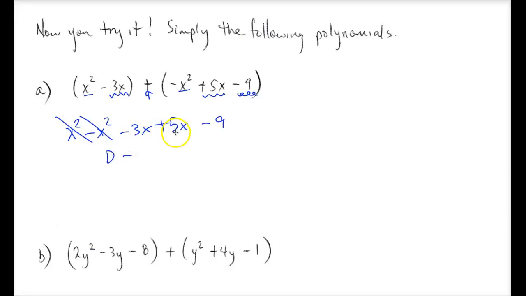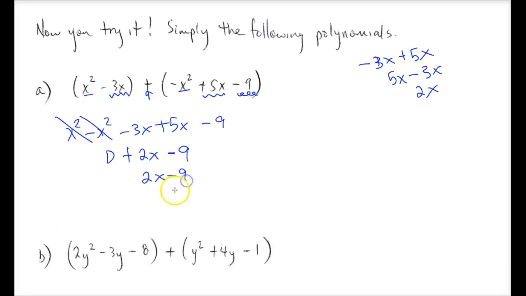Negative 3x plus 5x is the same thing as saying 5x minus 3x, which is just 2x. So this ends up being a plus 2x here. And then there's nothing to go with the negative 9, so we just bring that down. And so 0 plus 2x is just 2x minus 9. And here, 2x and 9 are unlike terms, so we can't combine those together. So that's where we have to stop.